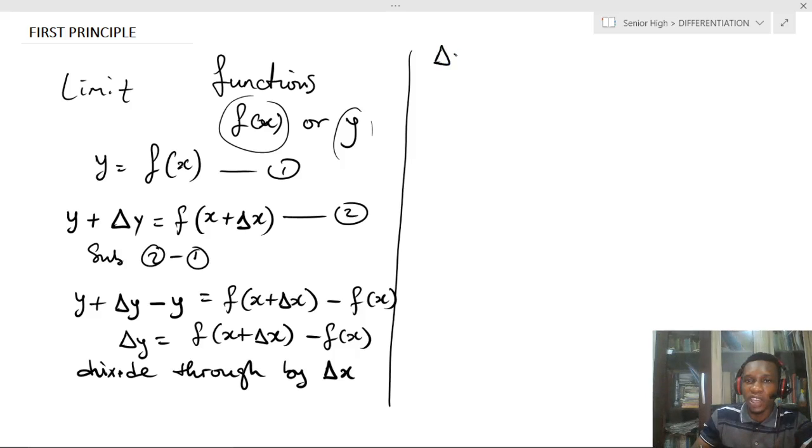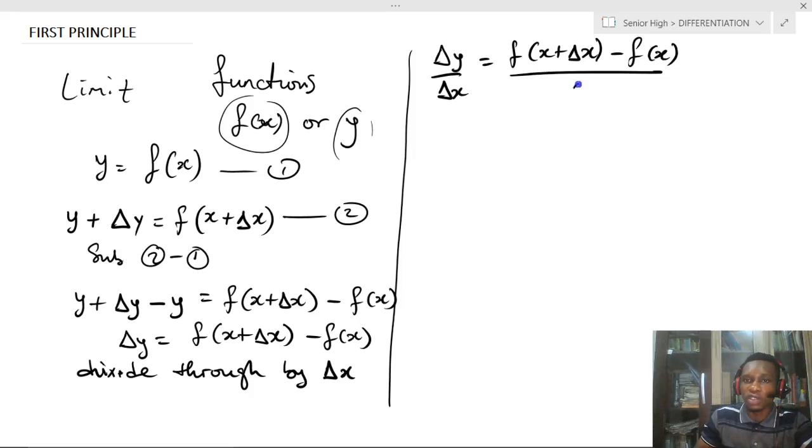Therefore, a change in y divided by a change in x will be equal to what? Your f of x plus change in x minus f of x all over your change in x. Remember, whatever you do on this side, you have to also do on the other side. Now, are we done? We are not done yet.